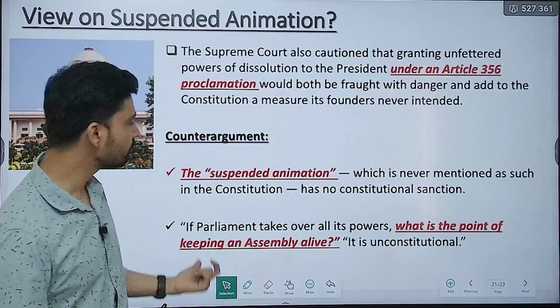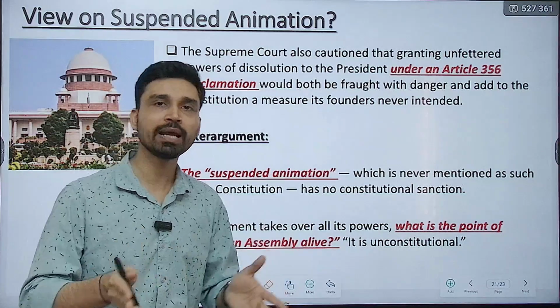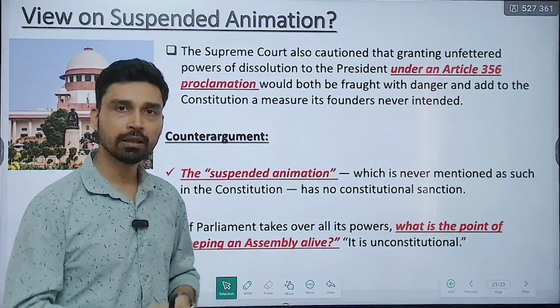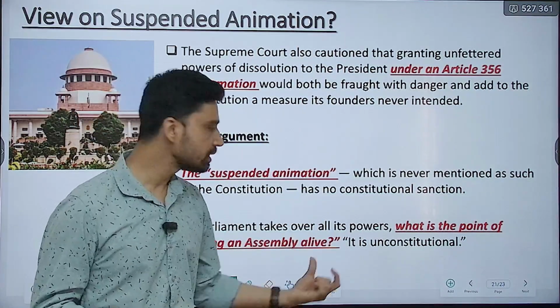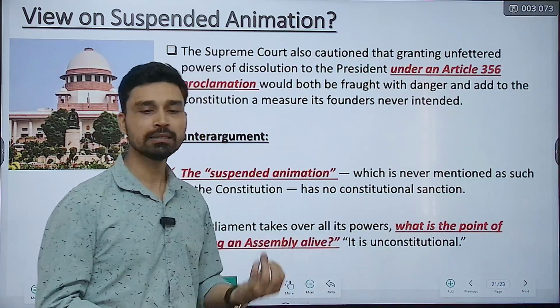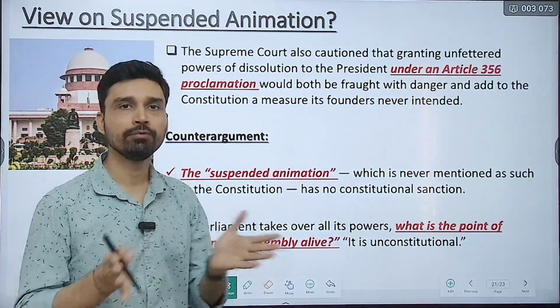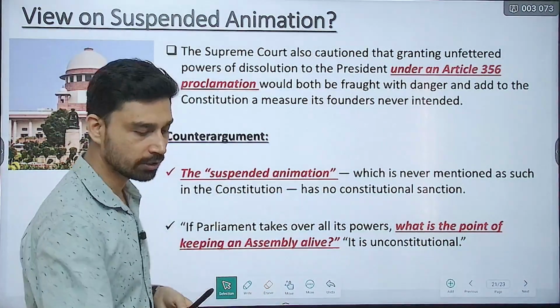Second basis is, if the parliament anyway is taking over all the powers of the legislative assembly, that is what actually happens when the president rule is imposed in a state. When the president gives the proclamation, what is the point of keeping an assembly alive? Again, it seems an unconstitutional mechanism or method. So we have both kinds of arguments, where the Supreme Court has supported the suspended animation while some of the legal experts have opposed it.